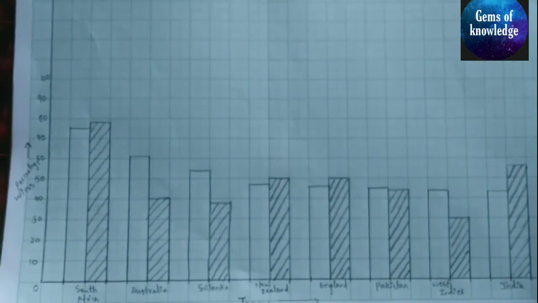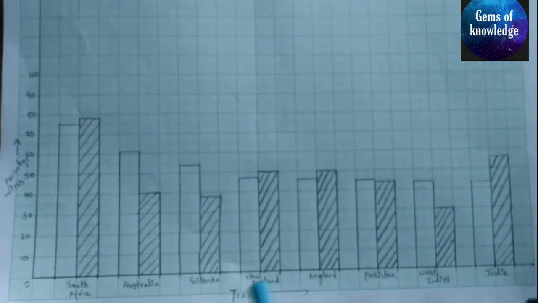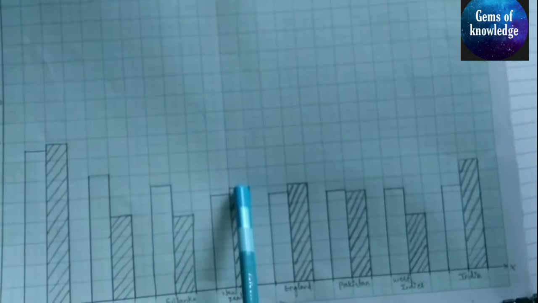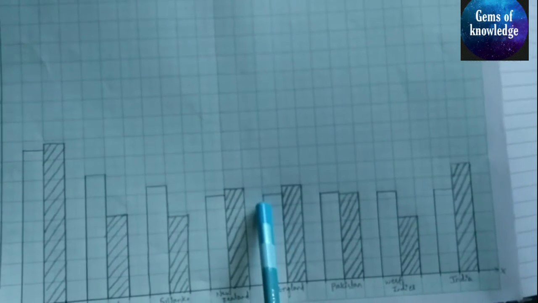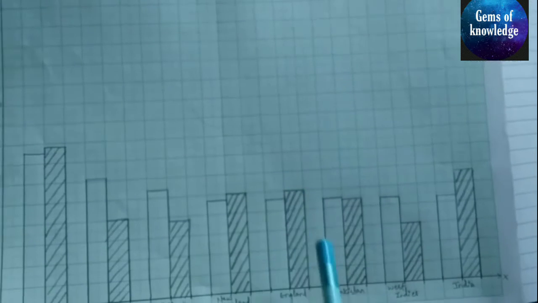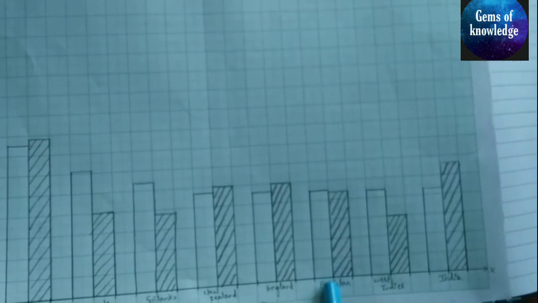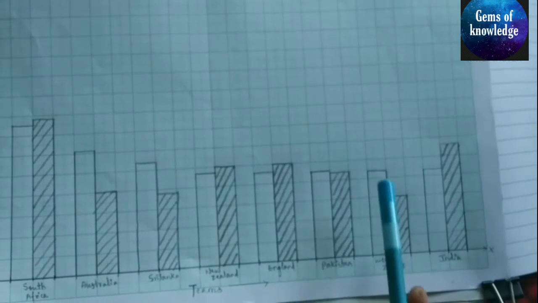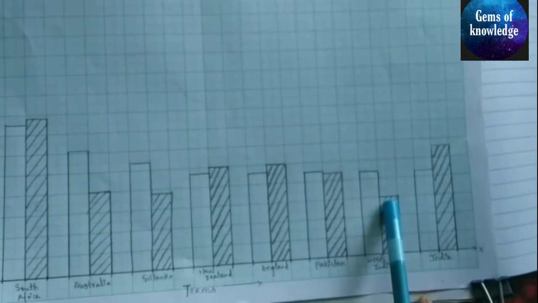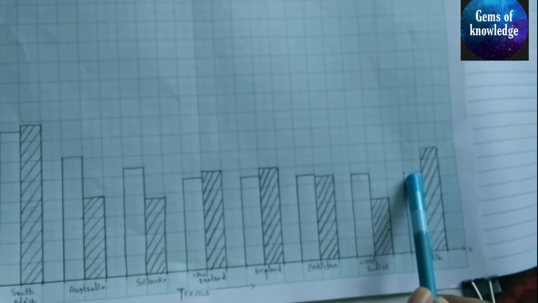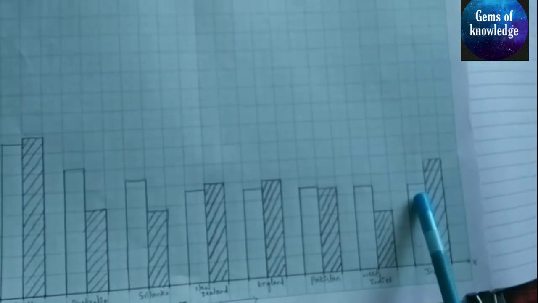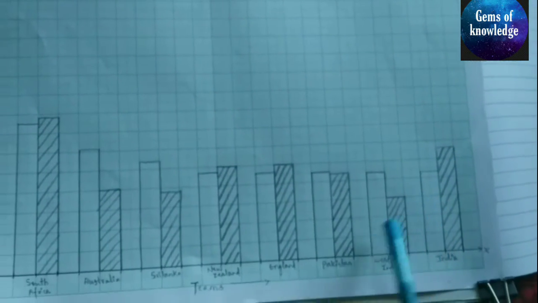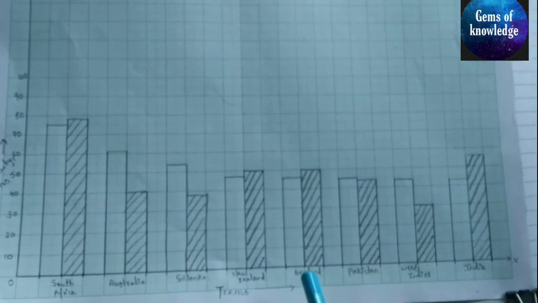You can see the graph after plotting. New Zealand was at 47 and 50. England was at 46 and 50. Pakistan was at 45 and 44, and West Indies was at 44 and 30, whereas the last one, India, was at 43 and 61. You can see that after plotting, the graph looks like this.